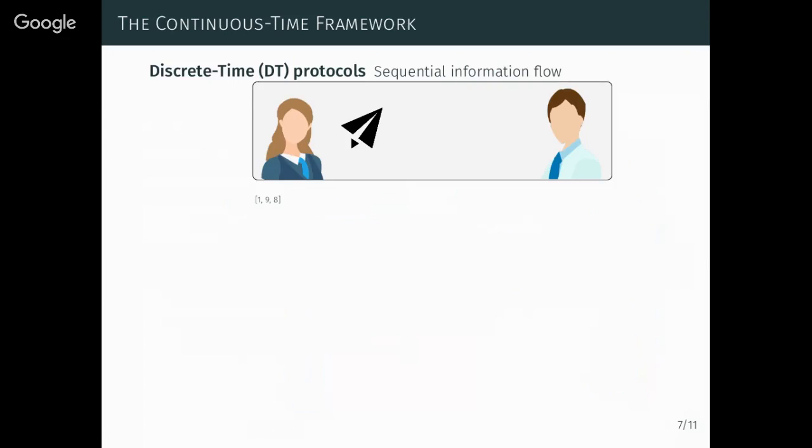So let me describe the continuous time framework to you. Usually you have discrete time frameworks. Discrete time frameworks basically mean that there is a sequential information flow. So for instance, Alice first sends some information to Bob, and then Bob receives that, does some computation on his own, and sends a message back to Alice. So this is a discrete time protocol.